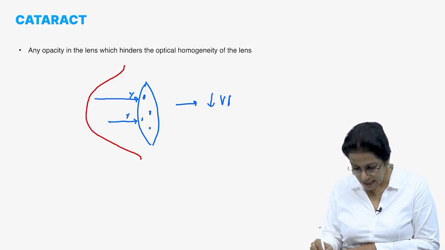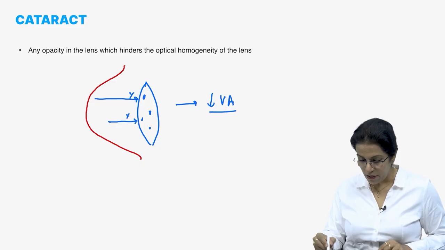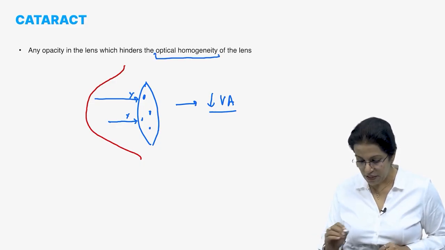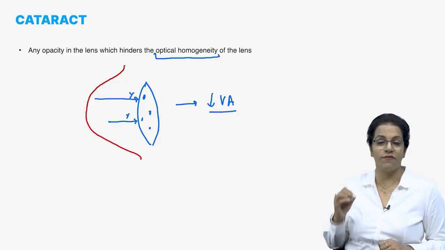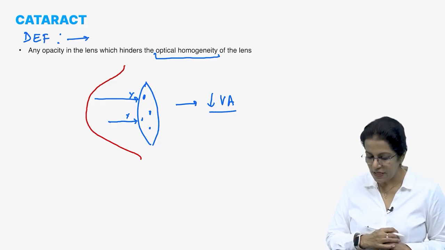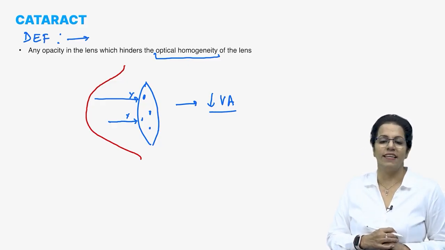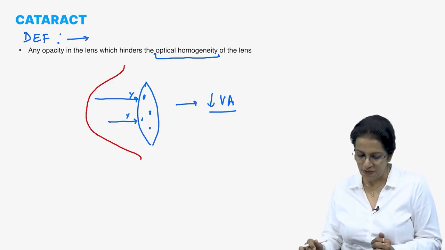So, opacity in the lens, which is affecting the vision, the optical homogeneity is being disturbed. That is called cataract. So, cataract, if you have to define it, this is the correct definition: any opacity which hinders the optical homogeneity of the lens, right? Then we talk about the classification. What are the types of cataract you should know?